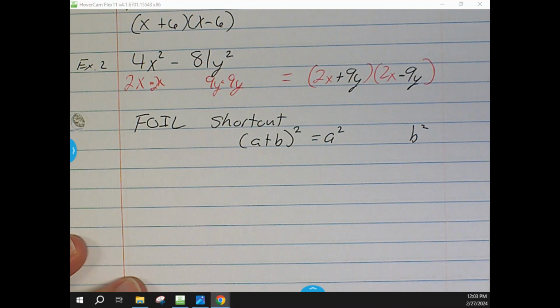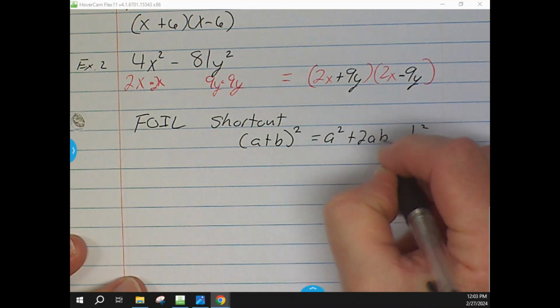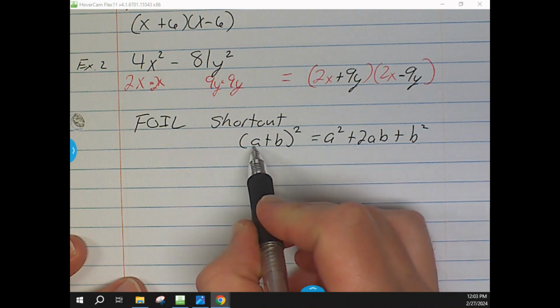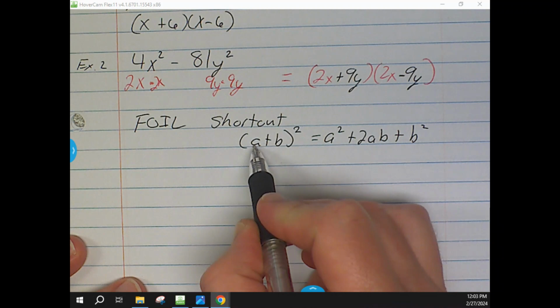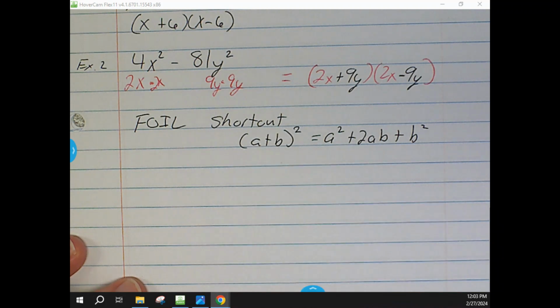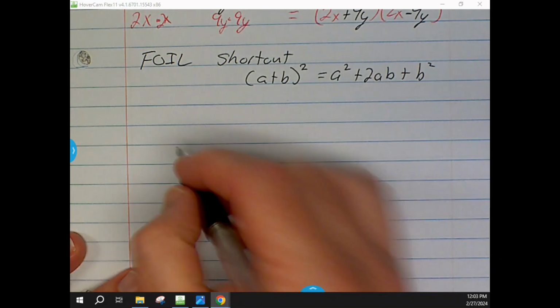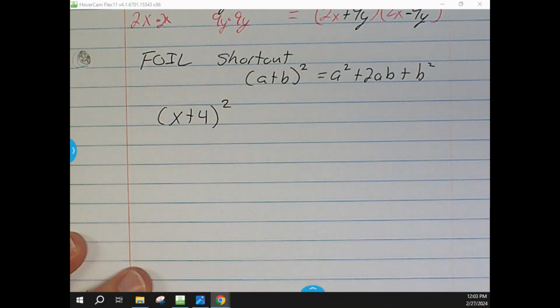In the middle, it's always going to be 2 times A times B. So as long as it's something squared, it's the first number squared, the last number squared, and in the middle you're going to do 2 times this times this. Okay, so I'll give you one that's more like what we're going to see. It's x plus 4 squared.